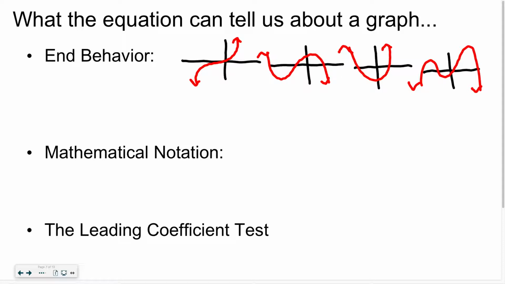So if I am modeling this first one, what's my right side doing? Going up. We're going to say rise. What's my left side doing? Going down. We're going to say fall. So this side rises, this side falls. Okay, so I'm going to label that. Rise, fall. Okay, if I'm this polynomial, what's my right side doing? Falling. Left side is rising.